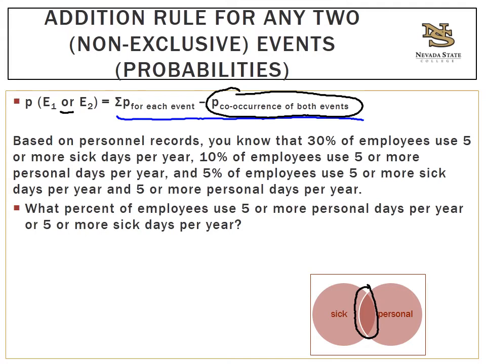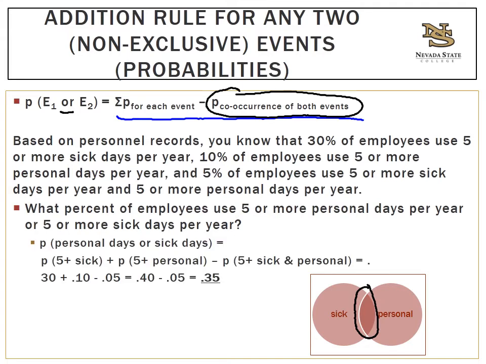So if we look at this, you'll see that you take the probability of 5 or more sick days, right? The first event. So that comes from here. 30% use 5 or more sick days. And this should have a point in it. And then because we're summing, right? You add the probability of the next event. We know that 10% of employees use 5 or more personal days. That's the next one, right? So you're summing the separate probability of those 2 events together.